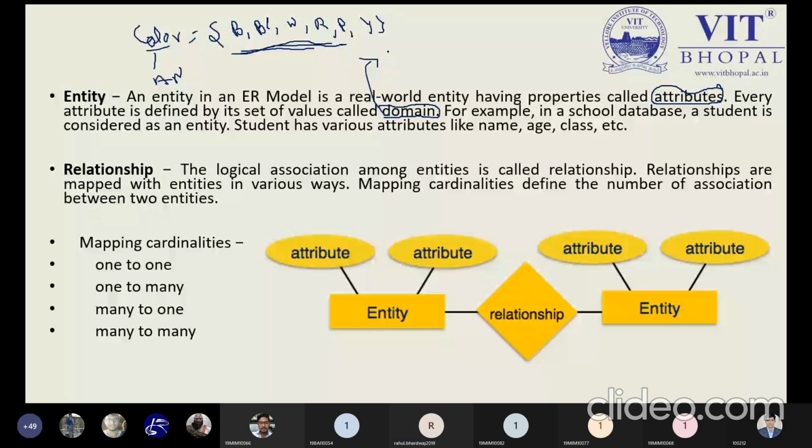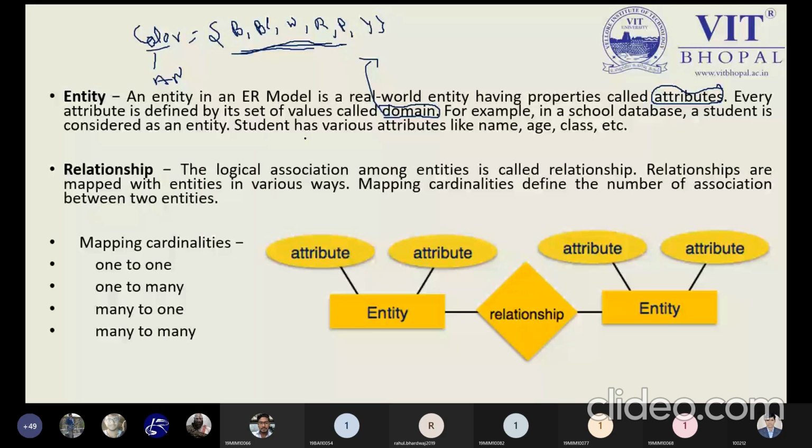In the database course, you have to keep in mind each and every word properly, and I will explain all the concepts with some examples. For example, in a school or college database, a student is considered an entity. A student has various attributes like name, age, and class. We have already discussed that.